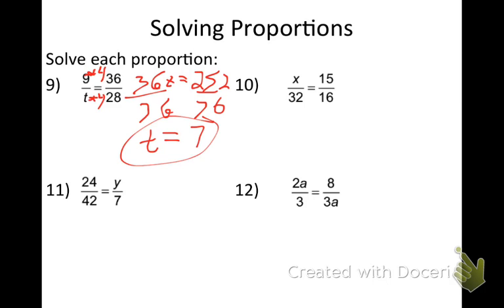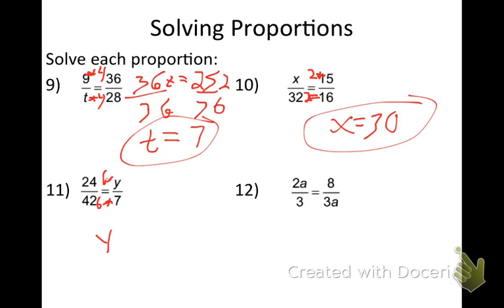Same thing on 10. 16 times what is 32? 2. 15 times 2 is what? 30. X equals 30. Pretty easy, right? Again, you can't always use equivalent fractions, but when you can, it's a lot easier. What about 11? 7 times what is 42? 6. So 24 divided by 6 is 4. y equals 4.